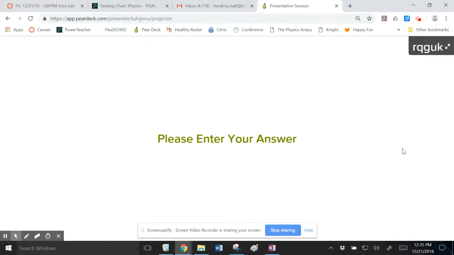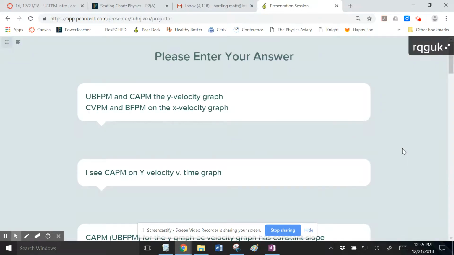Is that a laser, dude? All right, what are our friends saying here? So, UBFPM and CAPM on the y velocity graph.